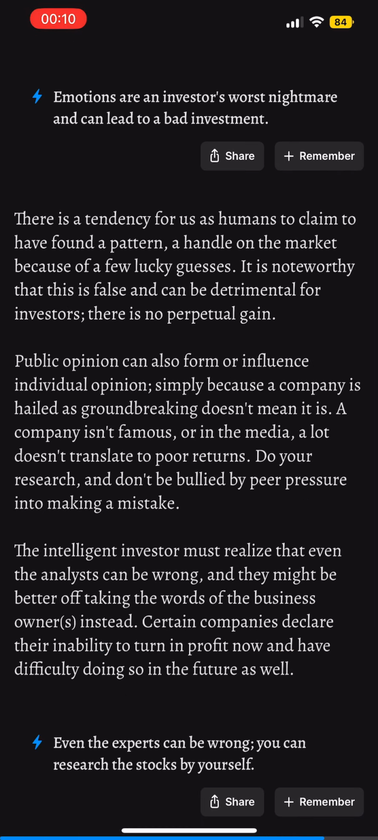There is a tendency for us as humans to claim to have found a pattern, a handle on the market, because of a few lucky guesses. It is noteworthy that this is false and can be detrimental for investors. There is no perpetual gain. Public opinion can also form or influence individual opinion. Simply because a company is hailed as groundbreaking doesn't mean it is. A company isn't famous or in the media a lot doesn't translate to poor returns. Do your research and don't be bullied by peer pressure into making a mistake.